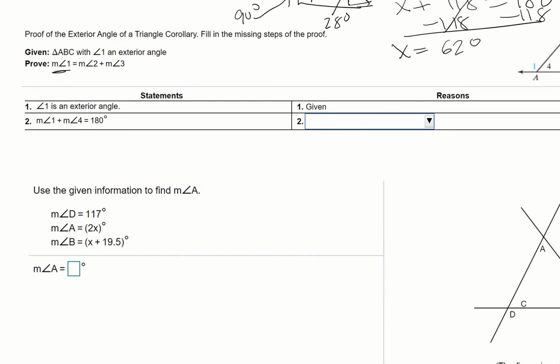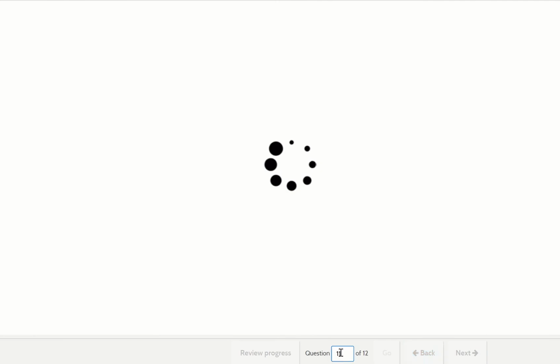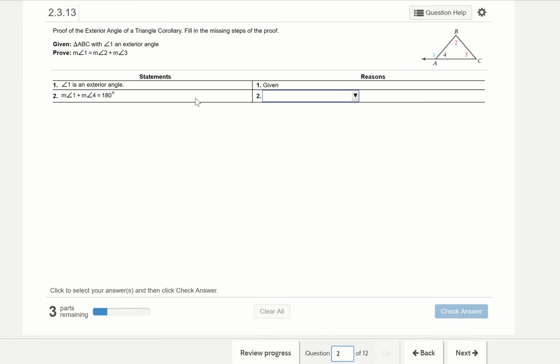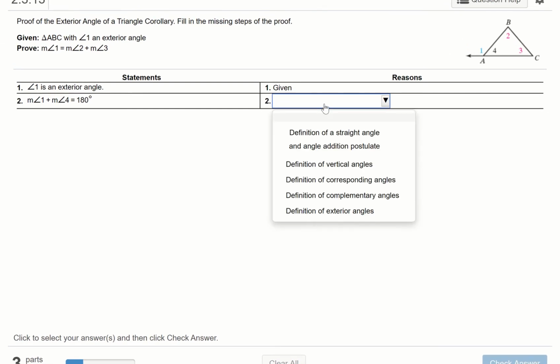So let's go back to the example, which was example 2, and see what this is about. So it says here, same problem. So let's go ahead and look at the answer choices. So angle 1 and angle 4, they're a linear pair. We can also call this angle addition postulate or a straight angle.